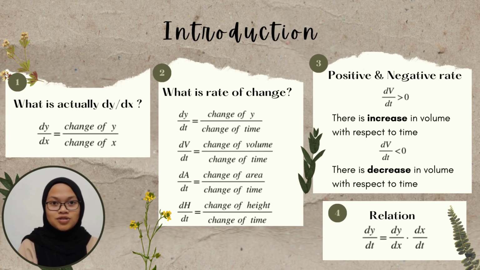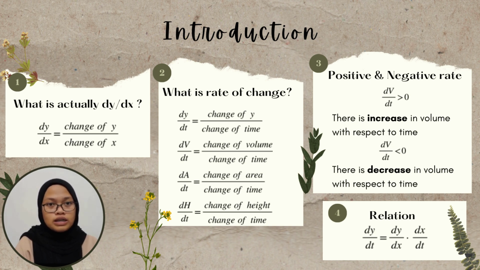Before we go far, we should ask what is actually dy over dx. dy is the change of y and dx is the change of x. So when we write dy over dx, it is the change of y with respect to the change of x. Next, we are going to talk about the rate of change. If it is a rate, we are going to talk about time. Let's say we have dy over dt, so it is the change of y with respect to the change of t, where t is time.